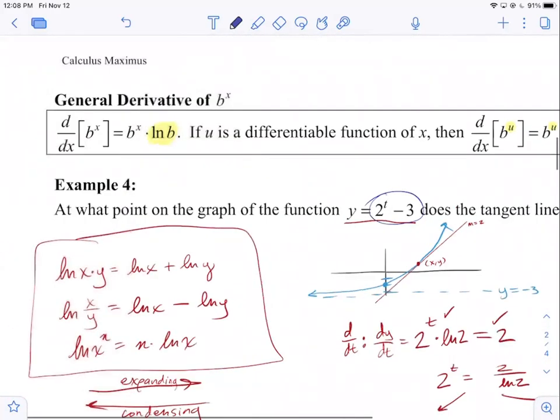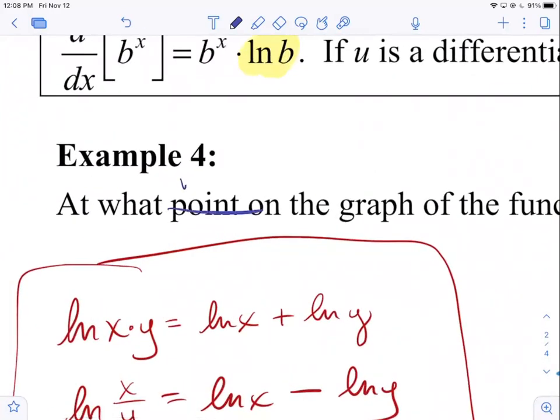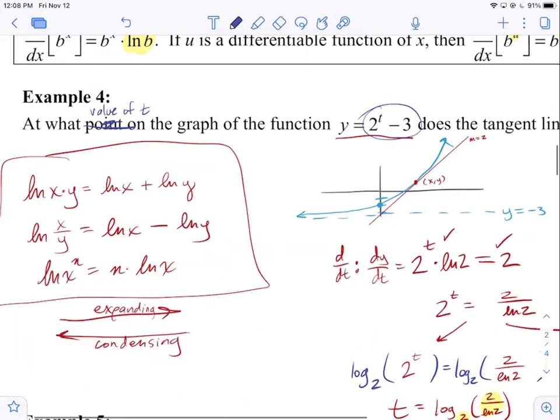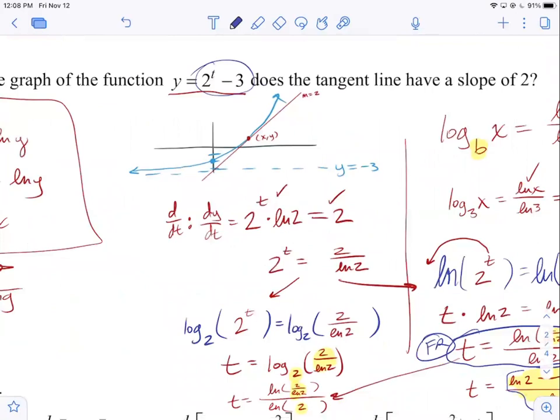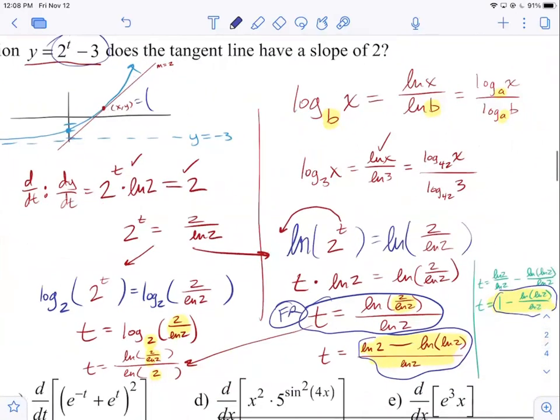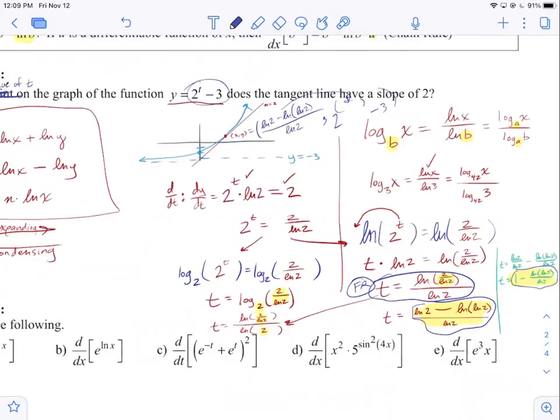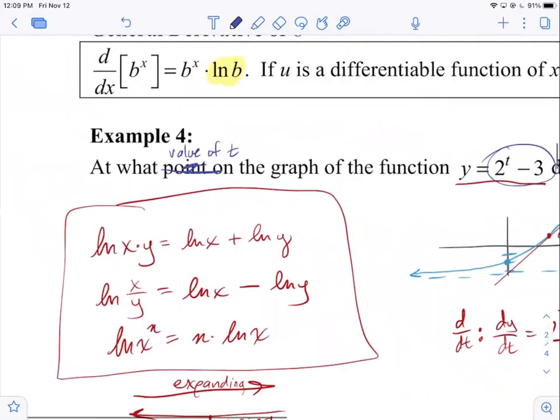So perhaps I should rewrite the question: at what value of t? Because finding the coordinate is just an exercise in cumbersome writing. It would be that value, right? Let me write it like that. The natural log of 2 minus the natural log of the natural log of 2, all over the natural log of 2, comma, 2 to all of that power minus 3. So you wouldn't have to do something that disgusting. It would probably say find the value of t for which that has a slope of 2.